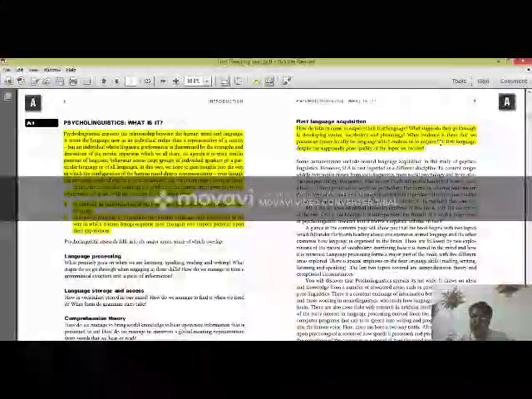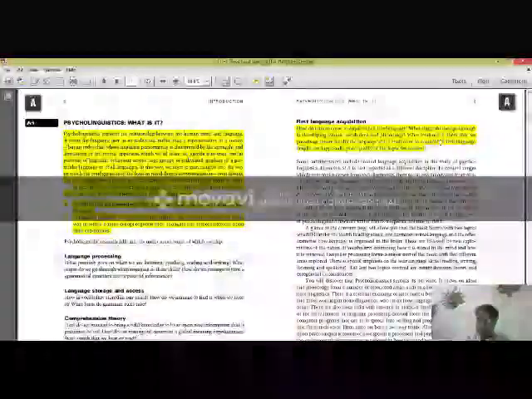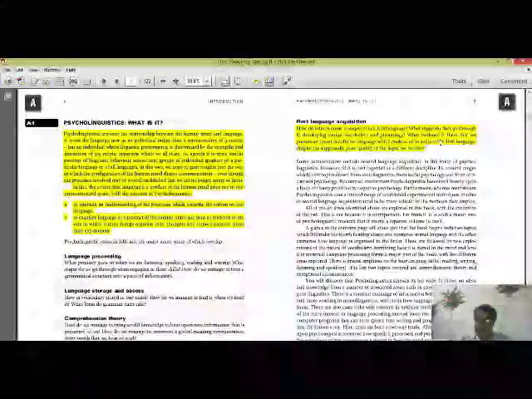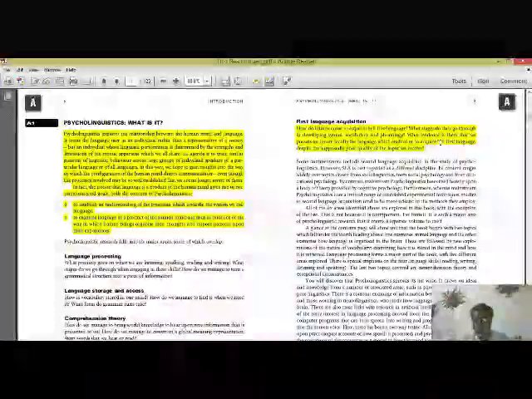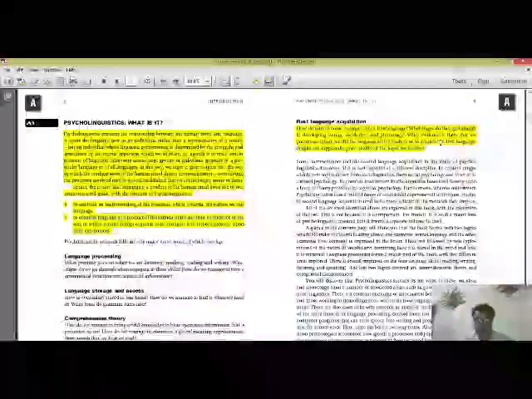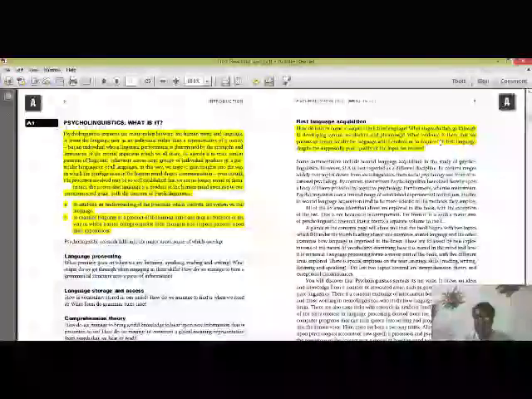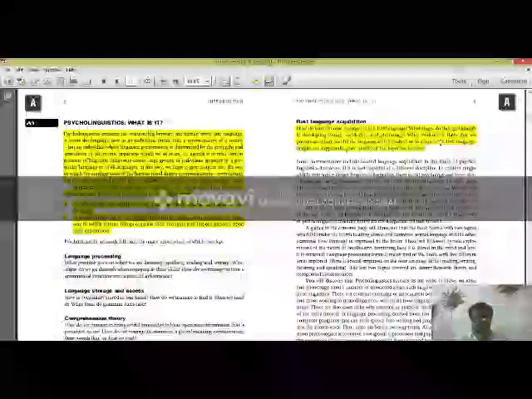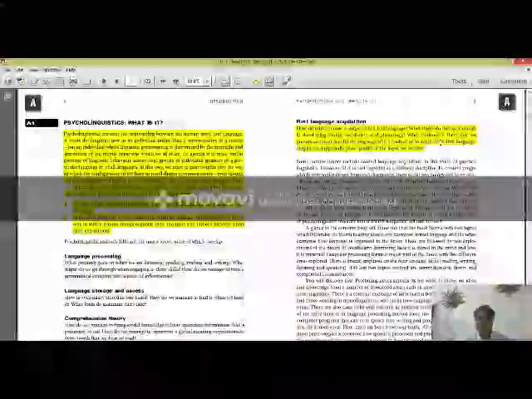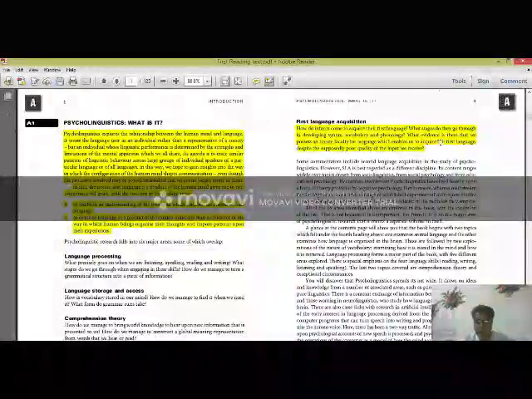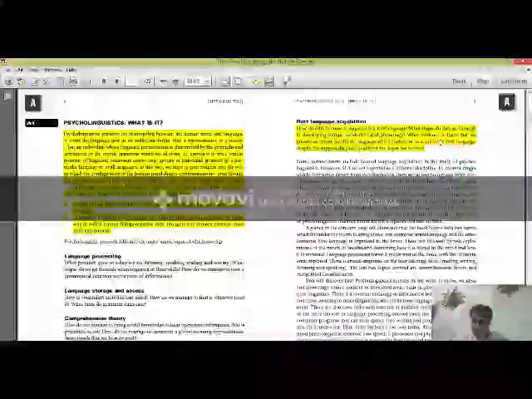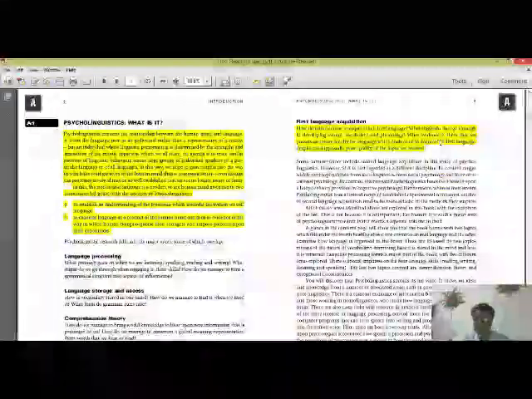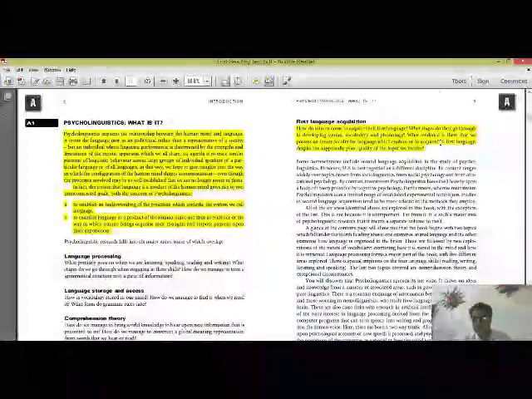And first, language acquisition. How do infants come to acquire their first language? What stages do they go through in developing syntax, vocabulary, and phonology? What evidence is there that we possess an innate faculty for language, which enables us to acquire our first language despite the supposedly poor quality of the input we receive?